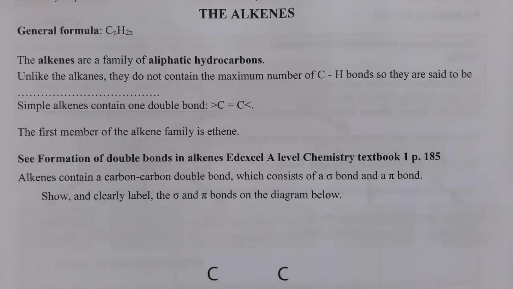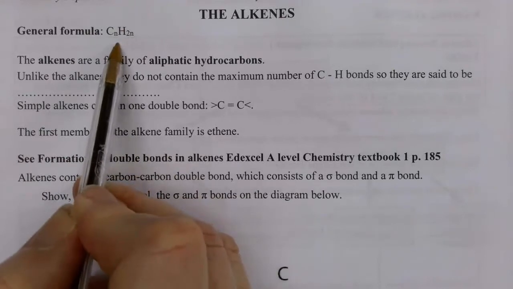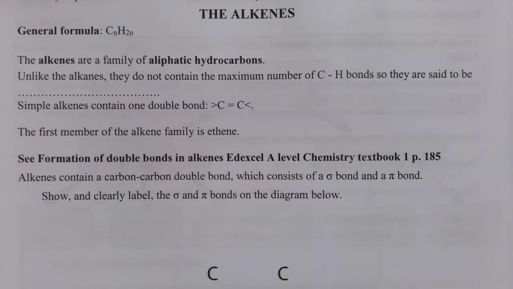Welcome back, and this is the first in a series of videos looking at the alkenes. So you're going to need your notes, and we're going to start off by looking at sigma and pi bonds. So the general formula of the alkenes is CnH2n. You do need to be a little bit careful because this is also the general formula for a cyclic alkane, so don't get those two muddled up.